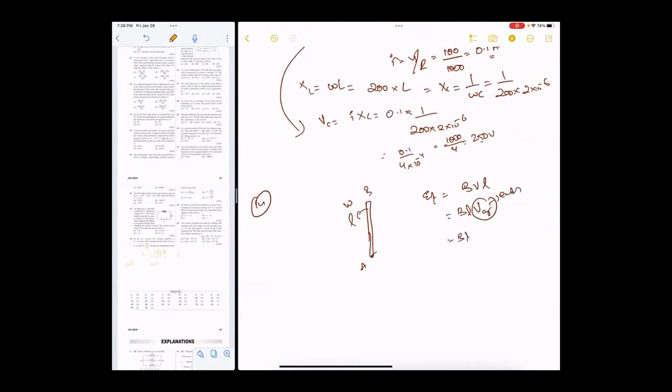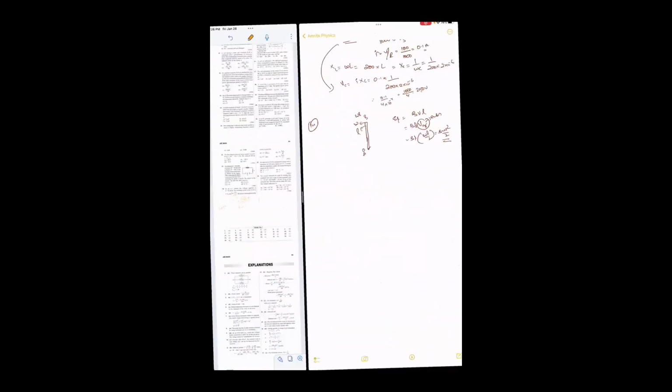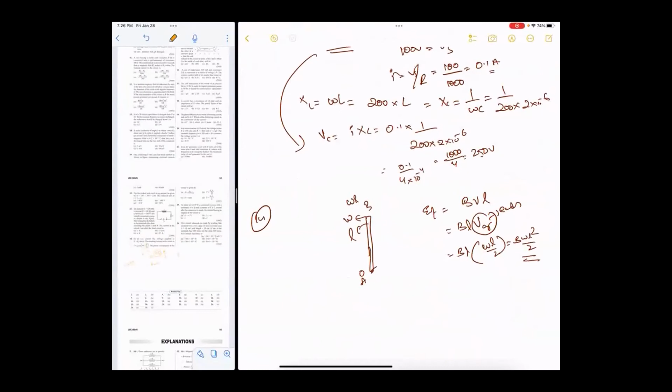So B into L. What is the average velocity, guys? Velocity of this end is omega L. Velocity of this end is 0. What is the average? Omega L by 2. So B omega L square by 2. Are you able to understand the EMF produced between A and B is B omega L square by 2? Clear?